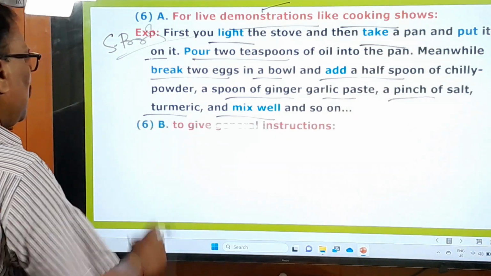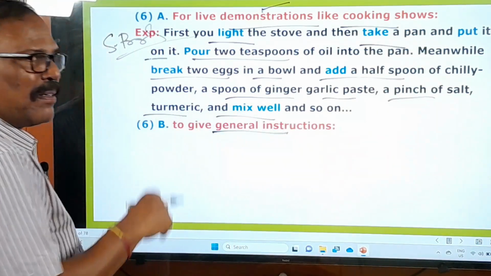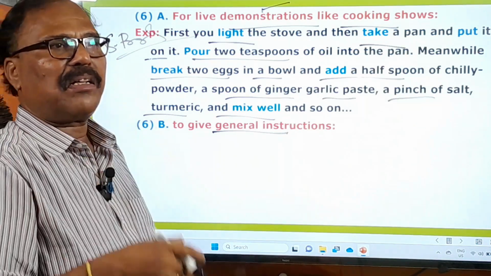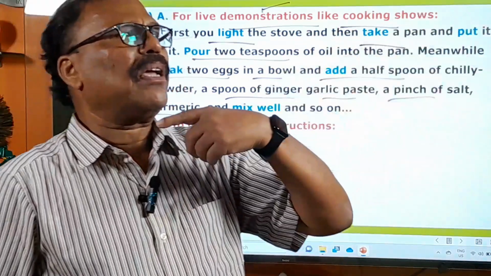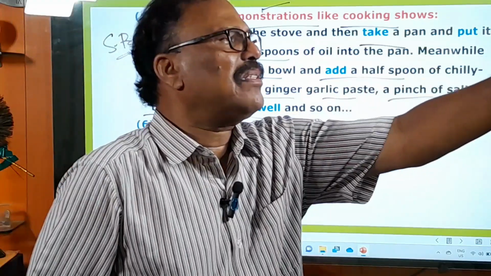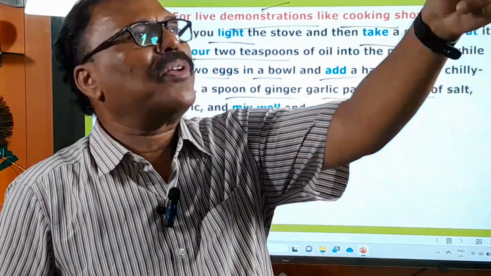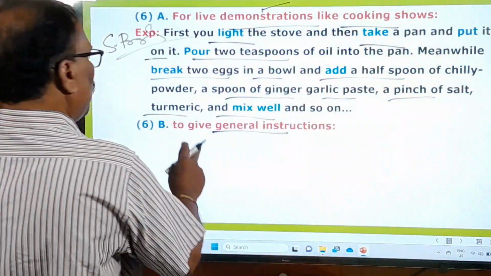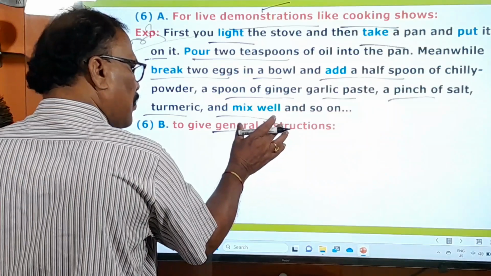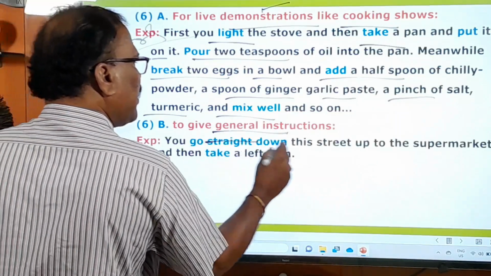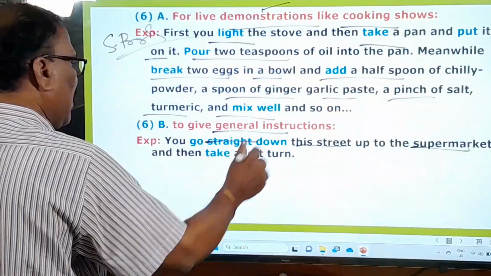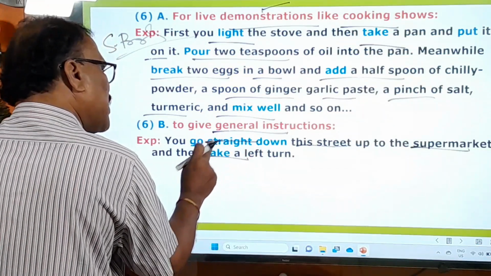Right. And 6b, to give general instructions. To give some general instructions. Sir, how can I go to the post office? Okay, you go straight like this and take left, and go straight and then take something. So there are general instructions. For example, you go straight down the street up to the supermarket and then take left. So simple present, simple present.